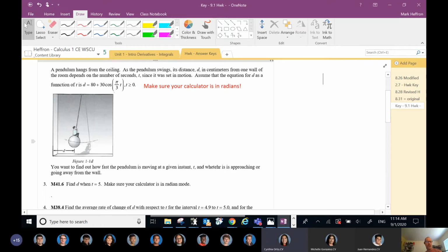Find D when t equals 5. Make sure your calculator is in radian mode. Okay, so now, open discussion.